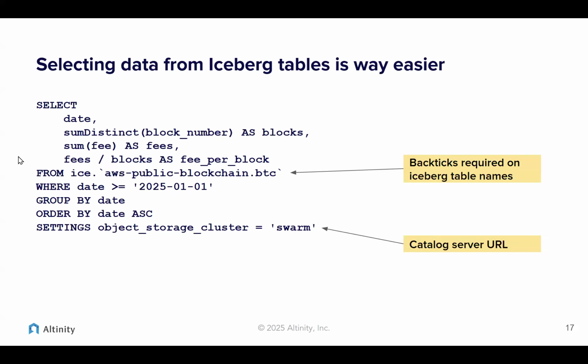So once we get to this point, now when we're querying this data out on object storage, it looks just like a table inside MergeTree, except that we have these double-barreled names. Everything else is the same. We do have this object storage cluster equals swarm setting to tell how to get the data.